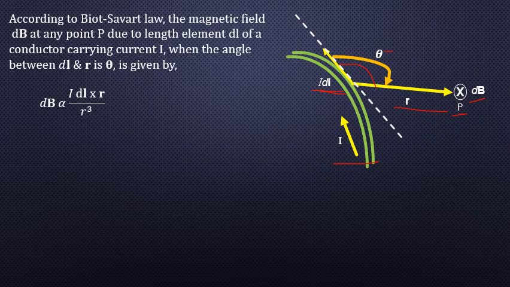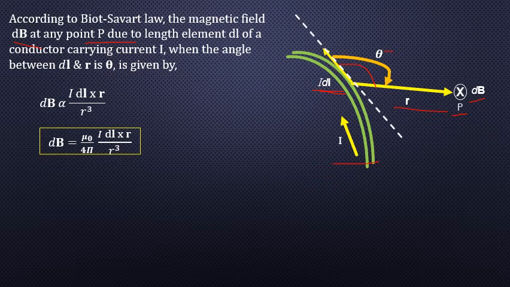Now, according to Biot-Savart law, the magnetic field dB at this point P is directly proportional to IdL cross r and inversely proportional to r cube. So, when we remove the proportionality sign, we have to put a constant of proportionality, and in this case the constant of proportionality is mu naught upon 4 pi. So the expression becomes dB is equal to mu naught upon 4 pi, IdL cross r upon r cube.